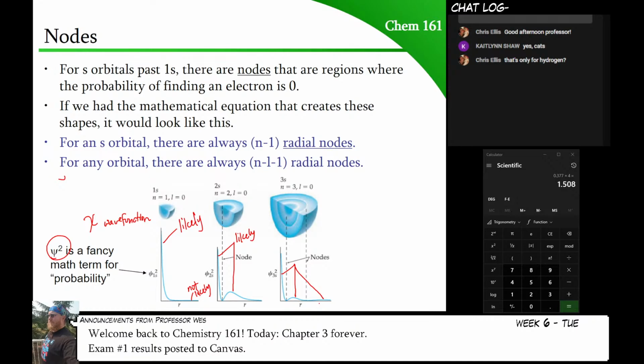What about total radial nodes for any orbital? Then the formula for that is n minus l minus 1. So I'm going to overtype this l with this curly l. So for example, a 2p orbital, a p orbital is l equals 1. n minus l minus 1 would be 2 minus 1 minus 1, or 0. So a 2p orbital would have 0 radial nodes.